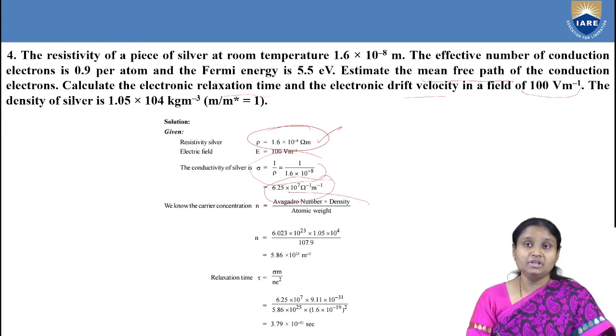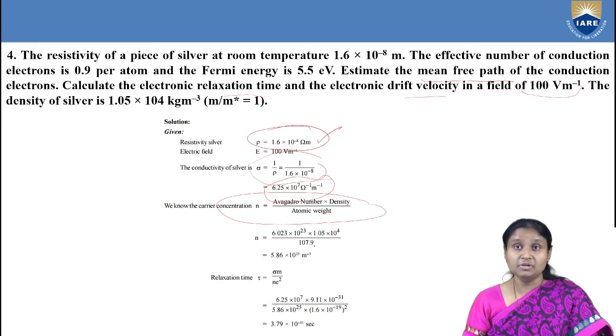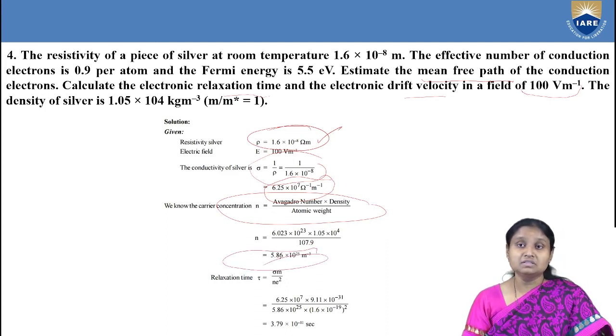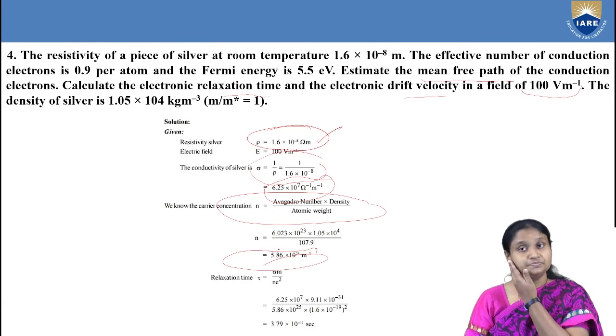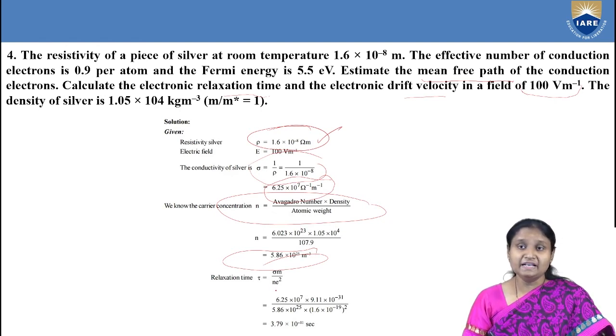Now I think we already know the formula for carrier concentration from the data of Avogadro's number, density, as well as atomic weight. What is the value of Avogadro's number? 6.023 into 10 power of 23. And what is the value of density? It is 1.05 into 10 to the power of 4 kilogram per meter cube. Coming to the atomic weight of silver, it is 107.9. When we simplify it, this carrier concentration comes out to be 5.86 into 10 power of 25 electrons per meter cube. Now first we'll try to find relaxation time.